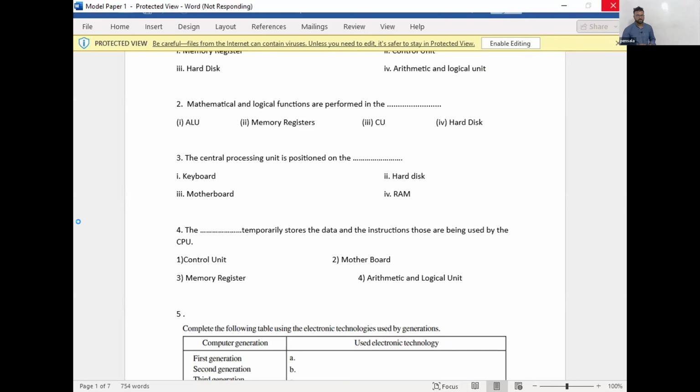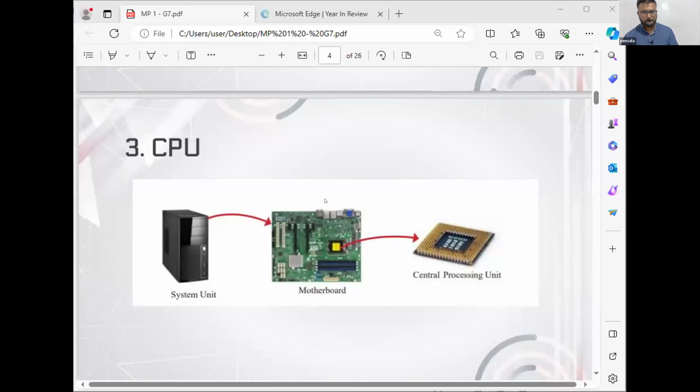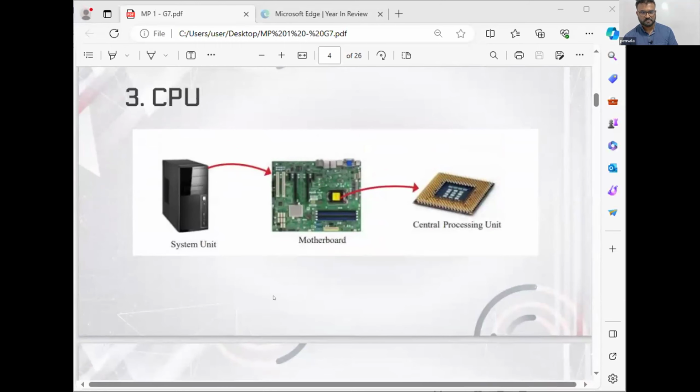The answers are keyboard, hard disk, motherboard, RAM. Some students have put in answers. You can put the answers in the chat if you have an understanding about this. If you take the CPU, here I have shared the screen. CPU is basically on top of the motherboard, as shown in the figure. The middle one there is the motherboard. On that motherboard, the CPU is placed.